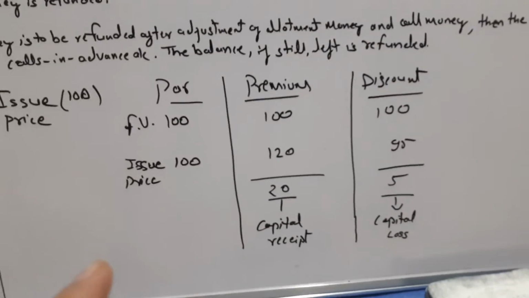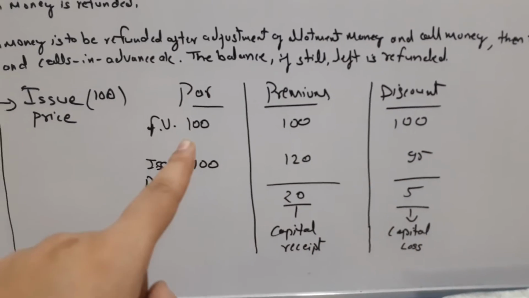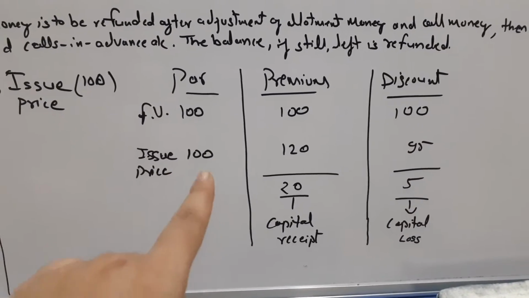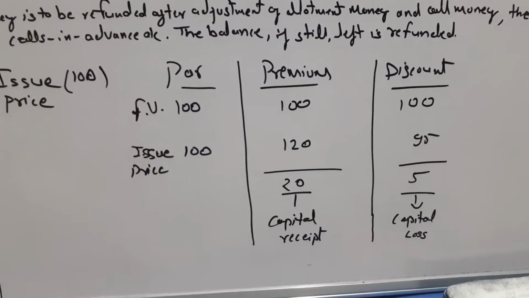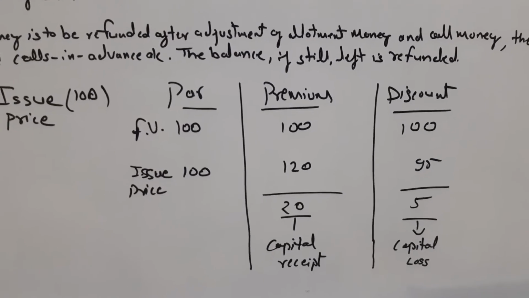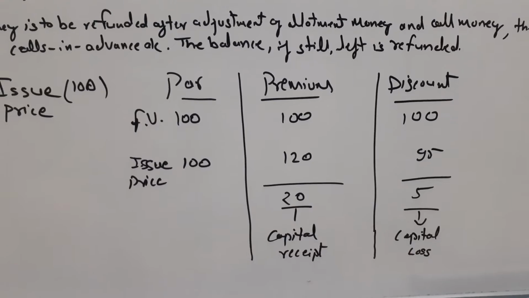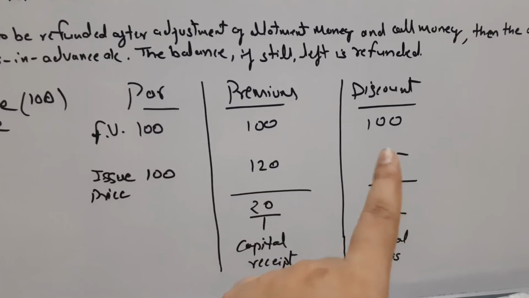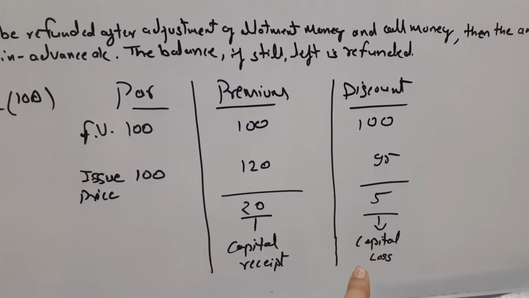Now let's move to the second topic, where we discussed the issuing mode. It can be at par, premium and discount. Say the face value is 100 in all the cases. If the face value is equivalent to the issue price of 100, it is called issued at par. If the face value is 100 and the issue price is 120, that means the issue price is higher than the face value, then we call it a case of premium. So this 20 rupees excess is a capital receipt. The same way, if the face value is 100 and the issue price is 95, where 5 rupees is the discount, this is a capital loss for the company.